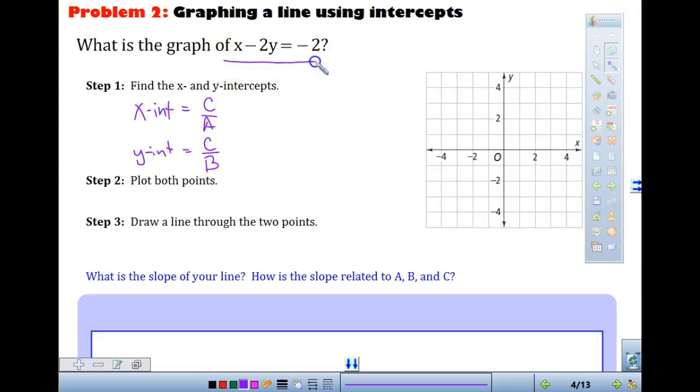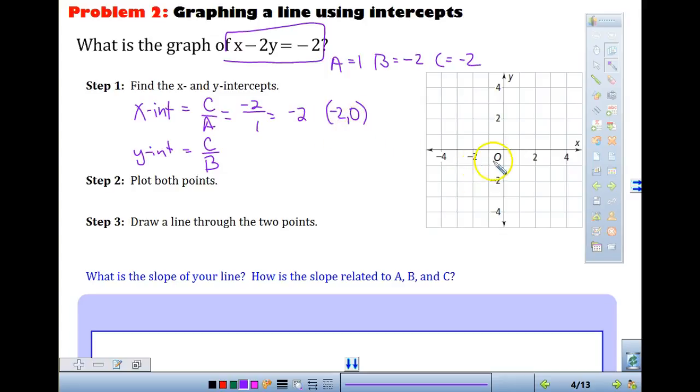So in our equation, first thing we want to identify, what is our A? Our A is 1. Our B is -2. And our C is -2. So if I'm using that rule, I replace -2 divided by A, which is 1. So my x-intercept is at -2. That means it's at -2 what? (0, -2) or (-2, 0)?